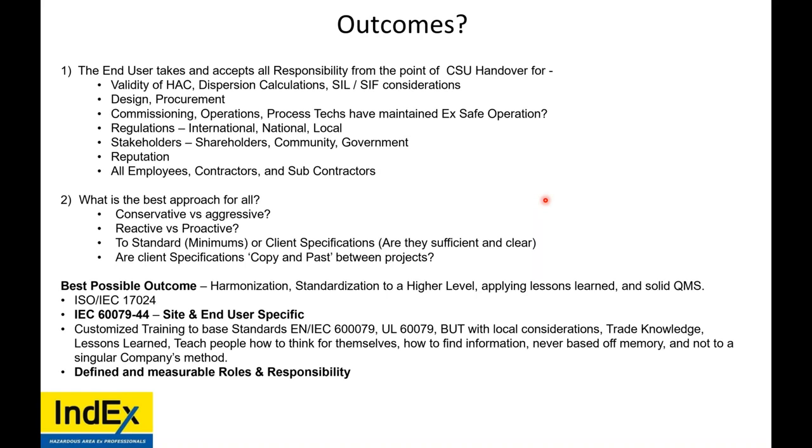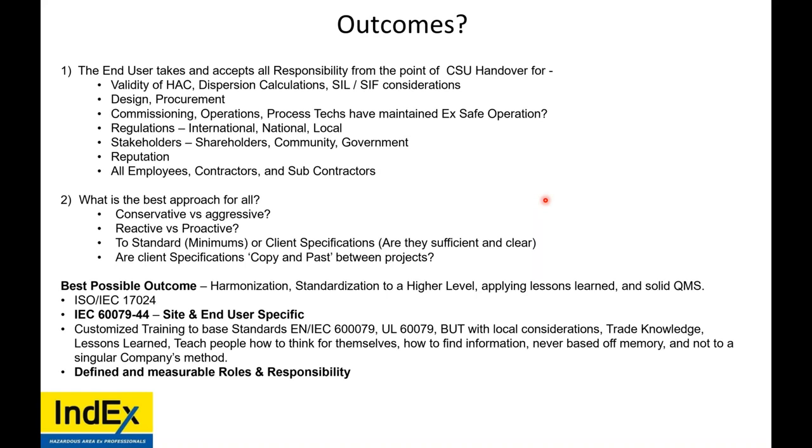Their reputation, because of outsourcing quality assurance, quality control, the quality went down, reputation went down. Their industry, even before this current event, had gone down. So we have to think of the Ex competency of everybody involved in the complete life cycle, all employees, contractors, and subcontractors.